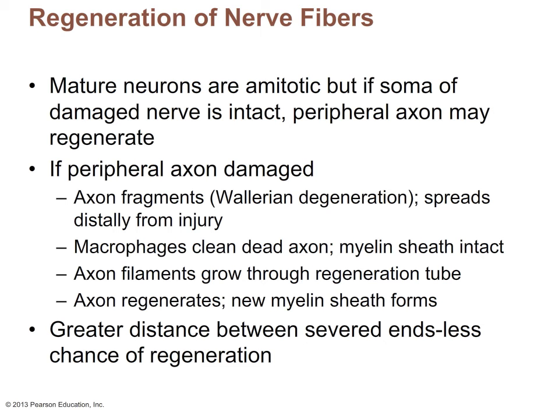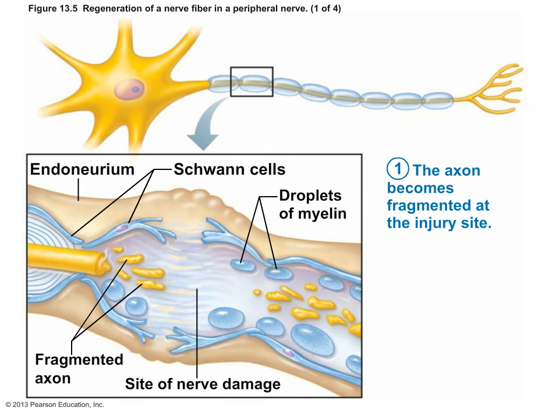However, if we sever an axon, it's sometimes possible to regenerate that axon, at least if it's within the peripheral nervous system. So in the next few slides, we'll talk about the process through which a damaged axon can be regenerated and replaced. So first, let's take a look at what happens when an axon is damaged.